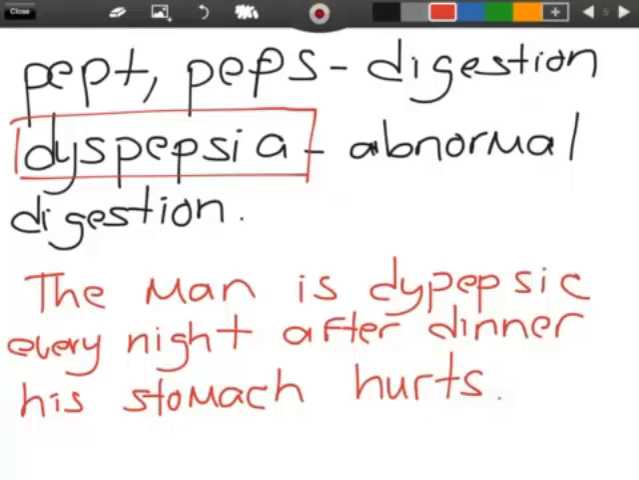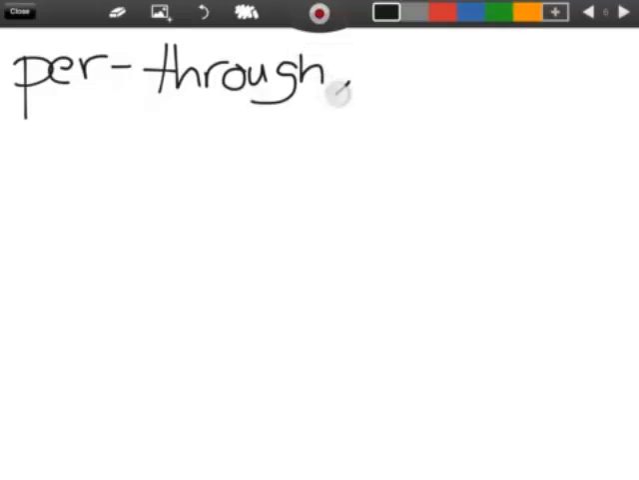I'm going to read that to you. The man is dyspeptic. Every night after dinner, his stomach hurts. Moving on to our next root is per. And per means through and throughout.